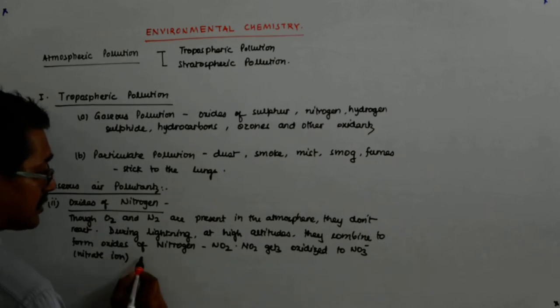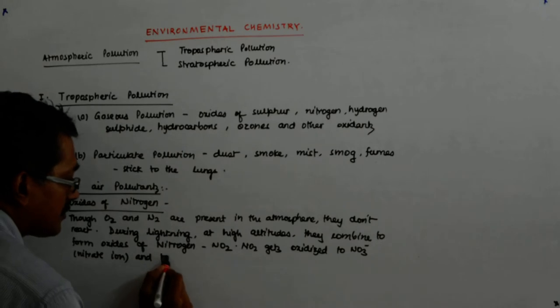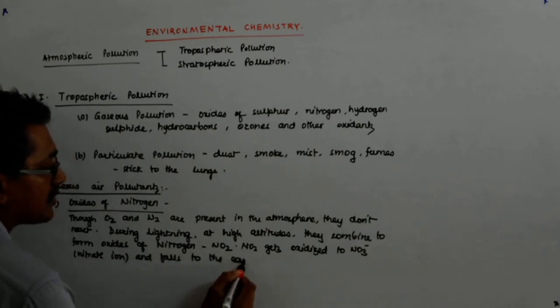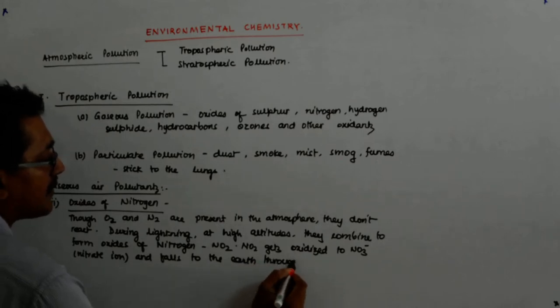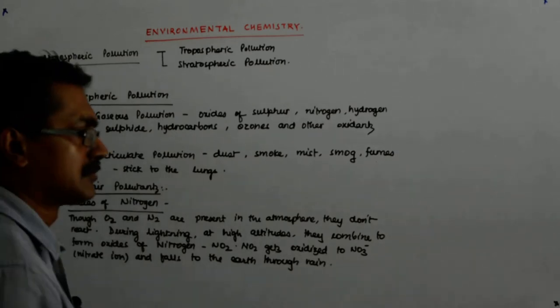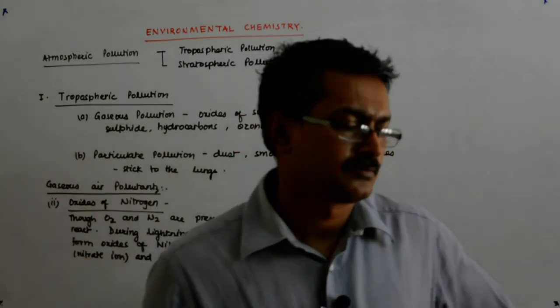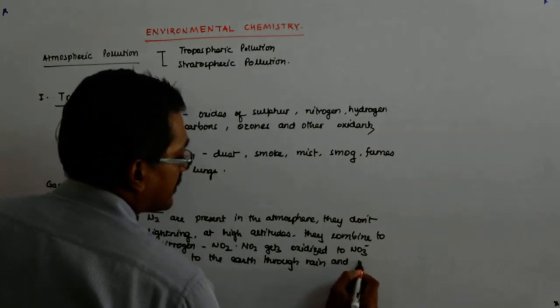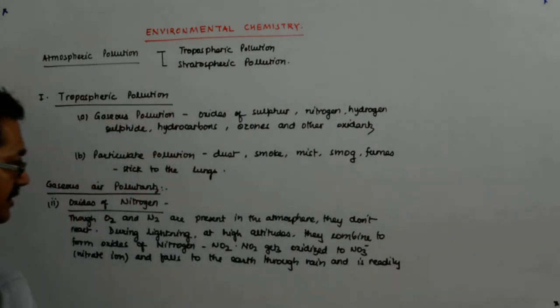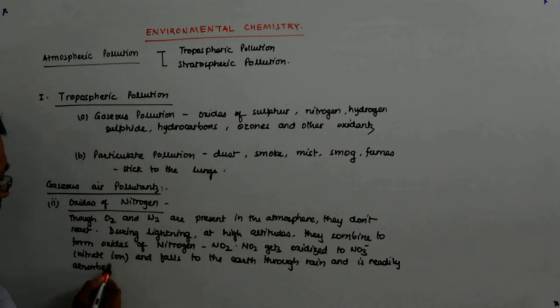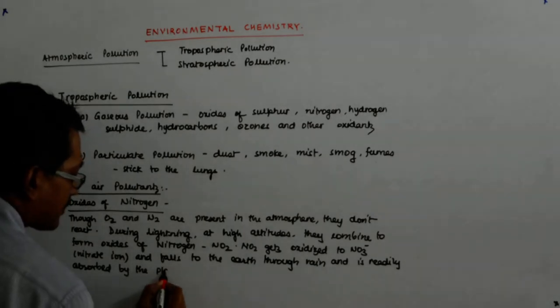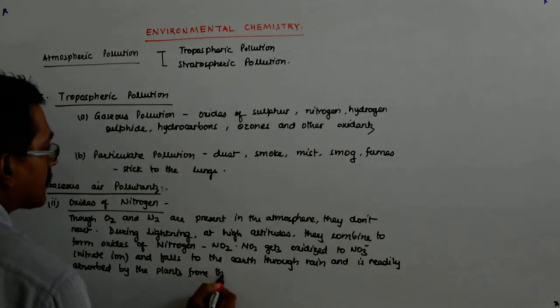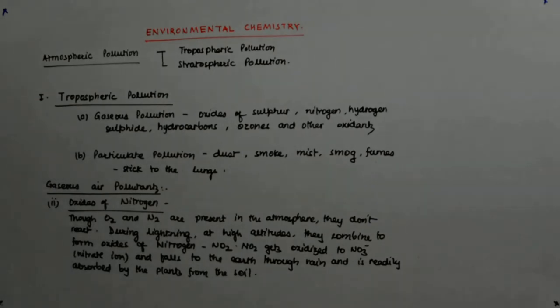Okay, and it falls to the earth through rain. It doesn't exist singularly. With rain it becomes nitric acid, HNO3, and then comes in. It falls to the earth through rain and is readily absorbed by the plants from the soil. Correct? Fine?